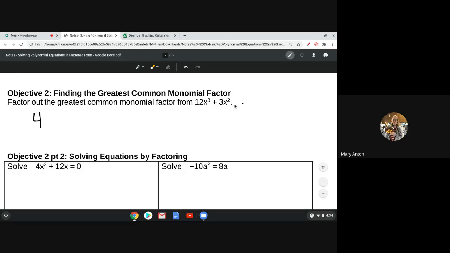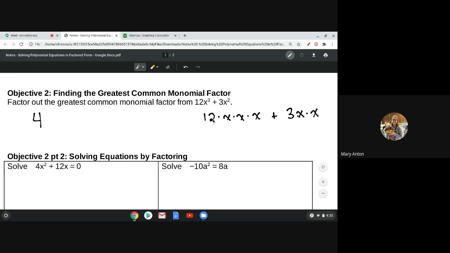But y'all, see these x's? This x cubed and x squared? I'm going to write this out so that we can see exactly how many x's we have. This 12x cubed is really 12 times x times x times x, because we have 3 x's. That's what that exponent of 3 means. It means we have 3 x's being multiplied together. And this 3x squared is really just 3 times x times x. So we only have 2 x's.